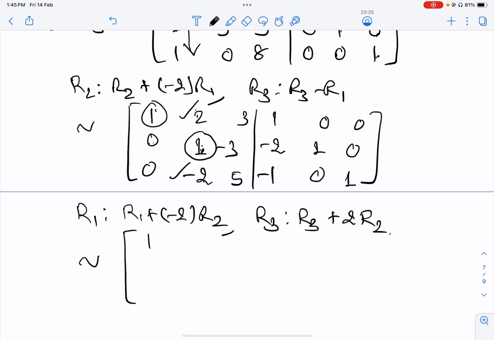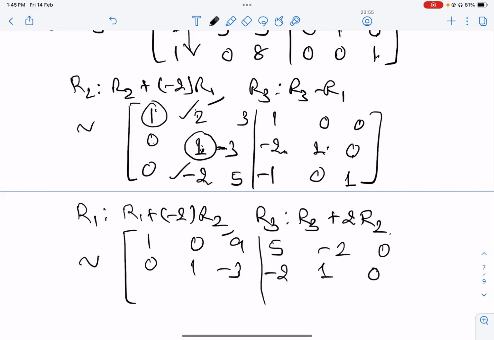Now this is minus 2 plus 2, so that is 0. This is minus 3 and minus 2, so 6 and 3, so that is 9. Multiply with minus 2, so that is 4, and plus 1, so that is 5. Multiply with minus 2, so minus 2 here, and 0, 0, so 0. This is 0, 1, minus 3, minus 2, 1, 0. This is 0. Multiply with 2 here and add with minus 2, so 0.